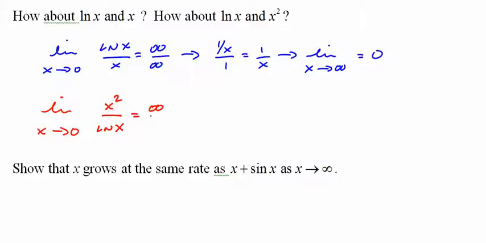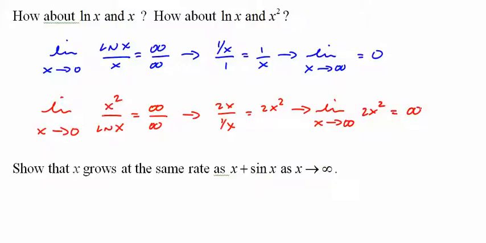That's infinity over infinity. That's 2x over 1 over x, which equals 2x squared. Gotta fix the one above. I don't like that. The limit as x approaches infinity of 2x squared, of course, is infinity. So x squared grows faster. And we'll fix this: the limit of 1 over x equals 0.